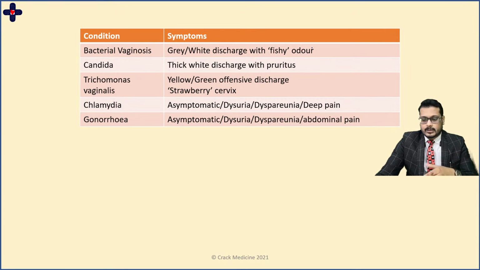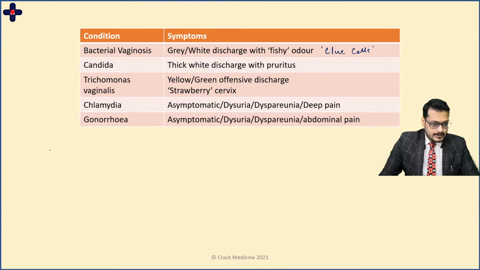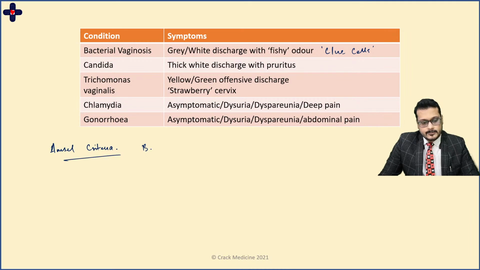In real life you are actually right, it's very difficult to diagnose just based on the history, but as far as the RCP is concerned, this is how they will point you towards the answer. So you need to remember this very clearly. When you have this gray white discharge with fishy odor, this means bacterial vaginosis. Also you can have clue cells on microscopy, and you have something called the Amsel criteria, which helps you diagnose bacterial vaginosis.